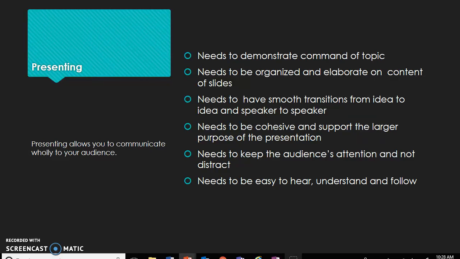It needs to do that. It needs to keep the audience's attention and not distract. Now, that means you need to consider, how are you moving around? How are you using your language? Are you too loud? Are you too soft? Are you using too many gestures? Are you moving or doing some fidgeting that's distracting? Those kind of things, all right? So you need to be aware of that.